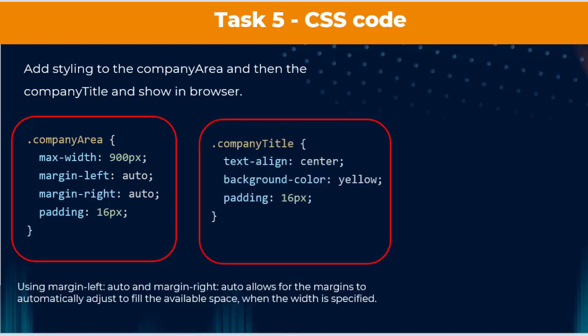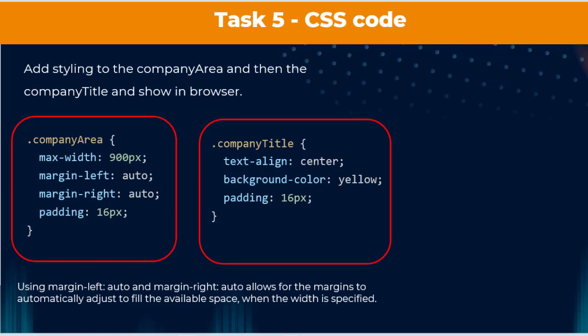In each case, we're going to look at the width of this particular area. So for the company area, which is the larger of the two, we're saying that the maximum width was going to be 900 pixels. We'll allow the left and right margins to adjust themselves depending on its content, with a padding of 16 pixels around the various elements. And for the title, we will align the title to the center. We will have a yellow background, and again we'll have a padding.